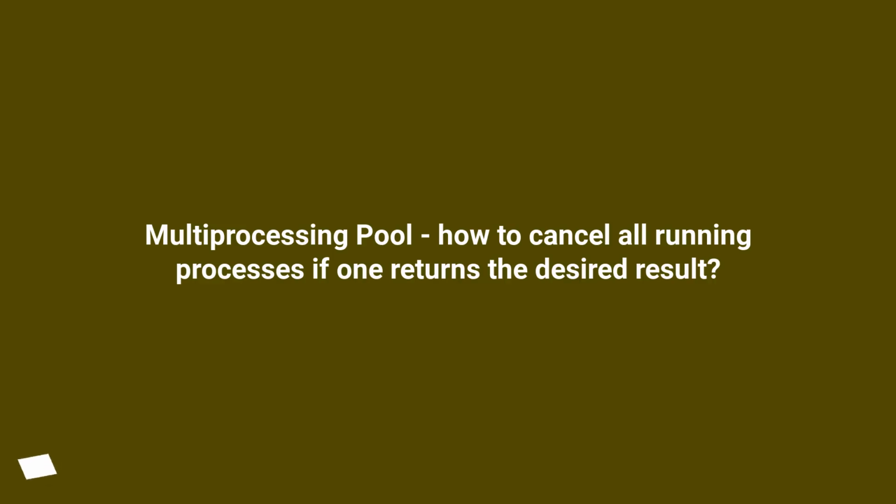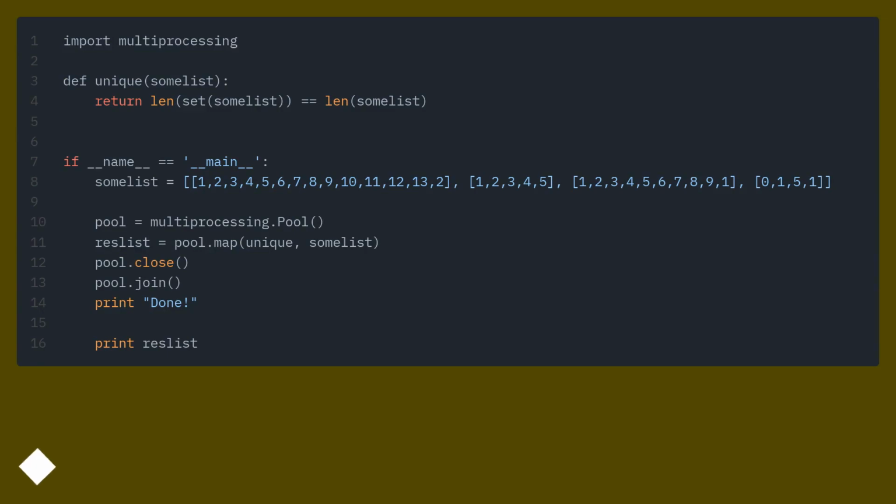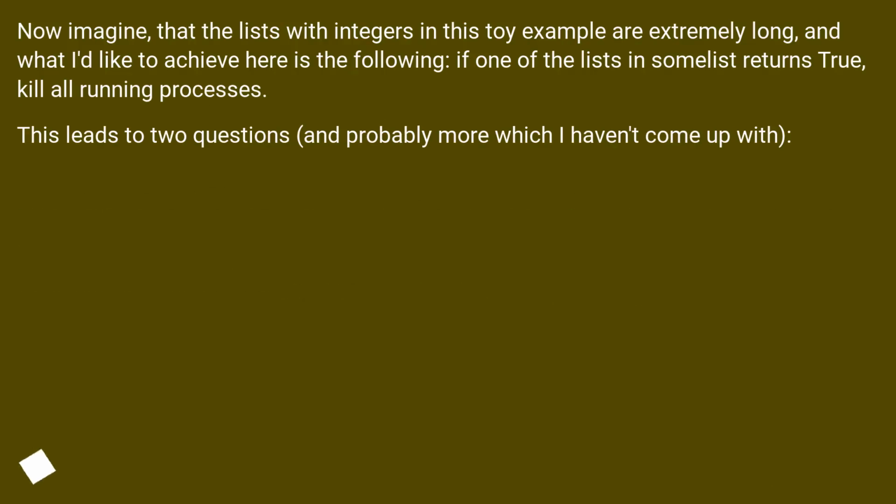Multiprocessing pool, how to cancel all running processes if one returns the desired result. Given the following Python code, now imagine that the lists with integers in this toy example are extremely long, and what I'd like to achieve here is the following. If one of the lists in some list returns true, kill all running processes.